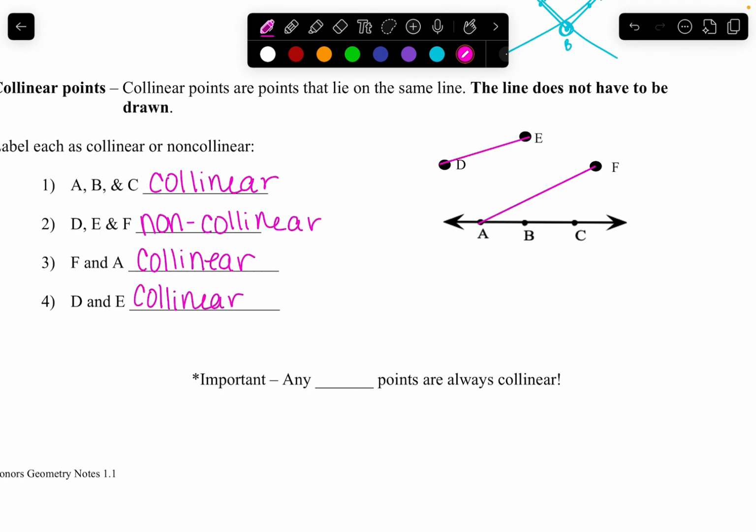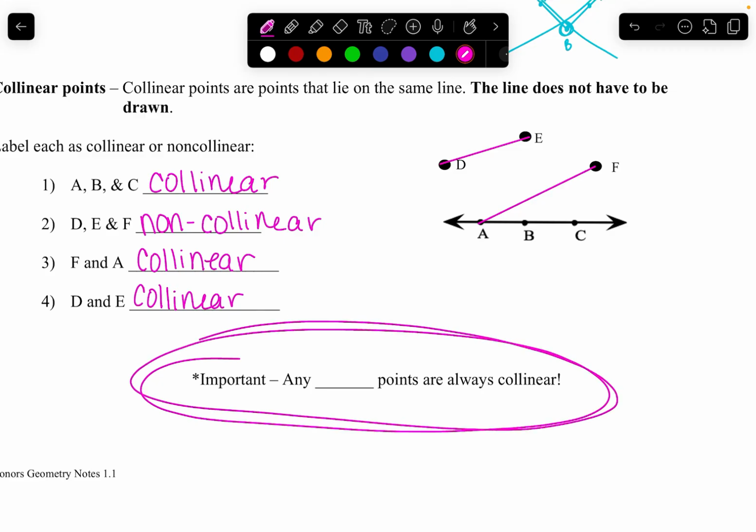Now there's this really important thing that I have down here for you, and it says any blank points are always going to be collinear.